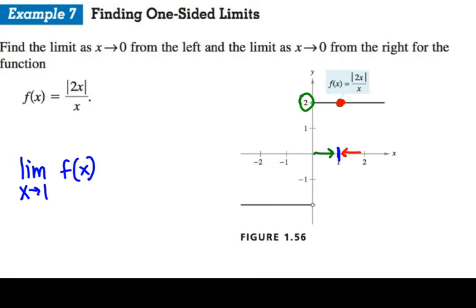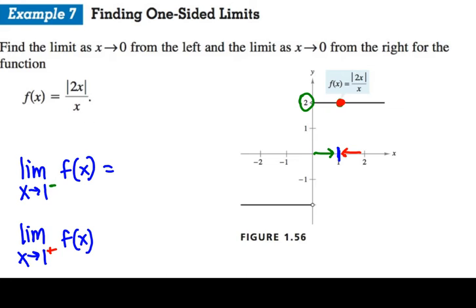So from the left side, we would say the limit as x approaches 1 from the left, and if we were writing from the right, the limit as x approaches 1 from the right. And we put a little minus sign for the left, and a positive sign for the right.